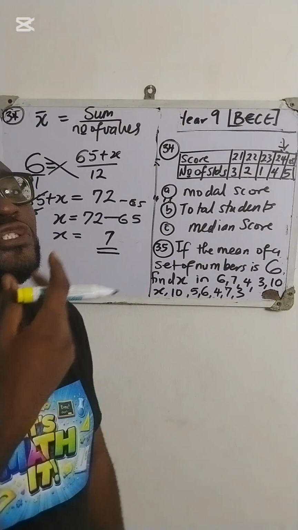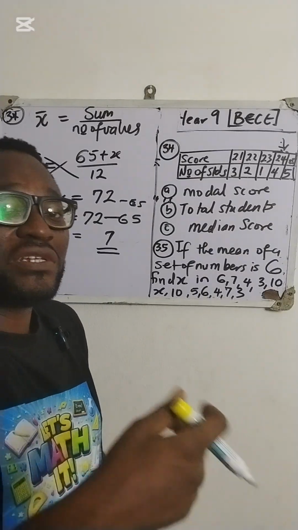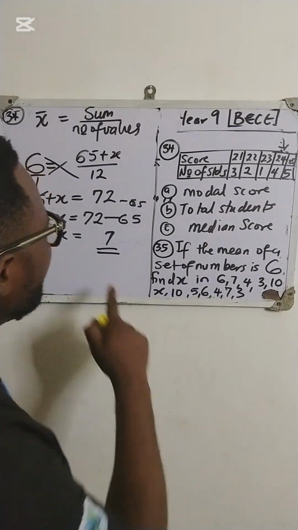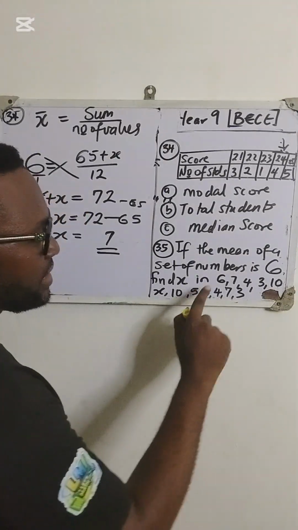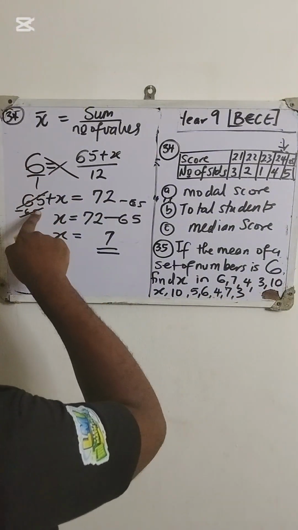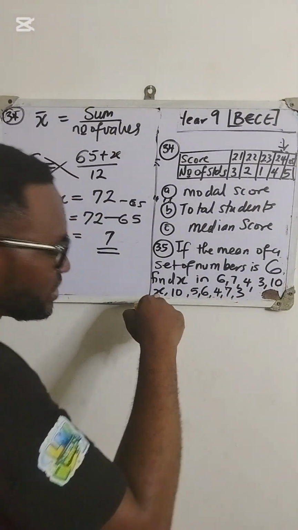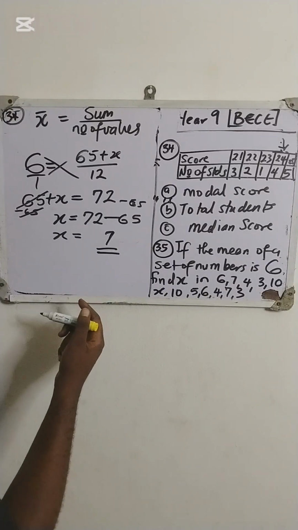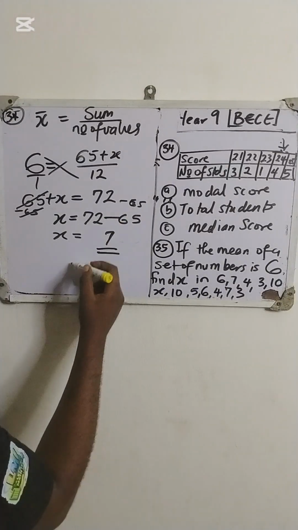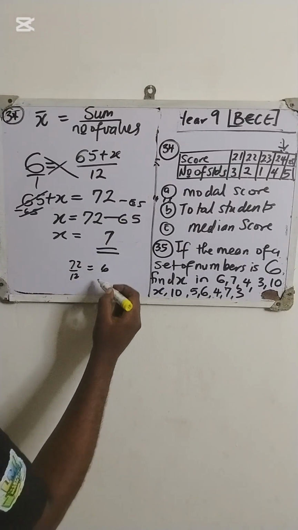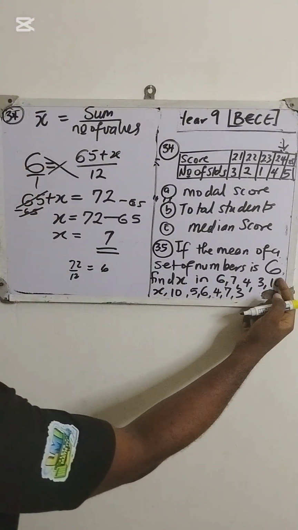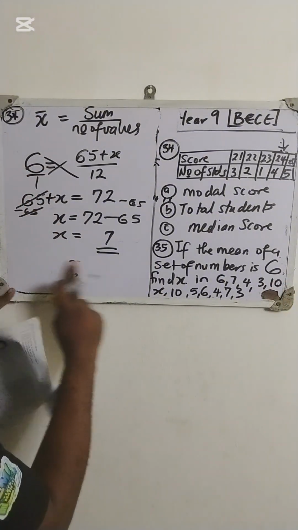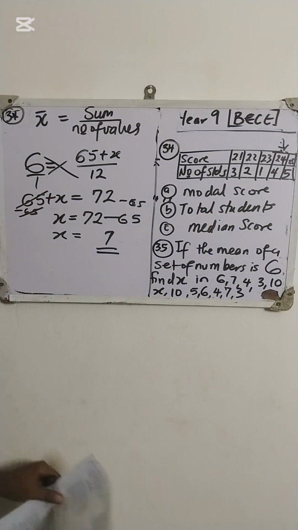So if you still have time, you can cross-check by putting 7 here, adding everything. Remember we said we got 65. 65 plus 7, that'll be 72. So 72 divided by 12, that's 6. Meaning 6. So just a cross check. So that's it.